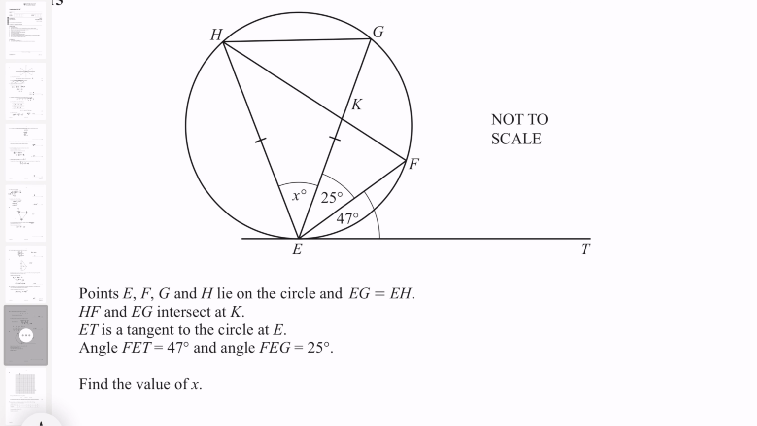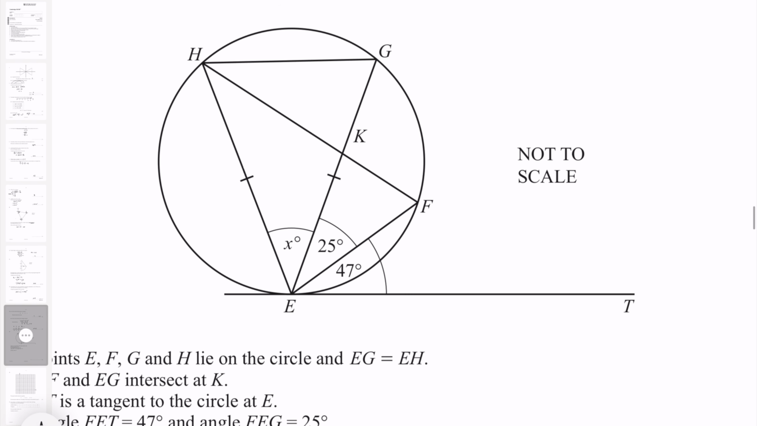Okay. Now, points E, F, G, and H lie on the circle. EG equals EH. Okay, so those two are the same. They intersect at K, tangent to the circle. So that's 90 degrees. They gave me those two. Okay, find X with those two the same. I have an intersect. What else do I know?